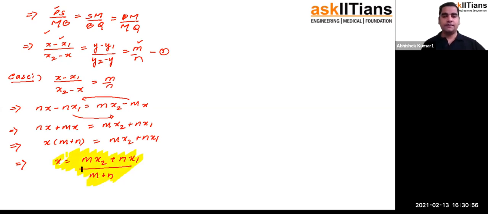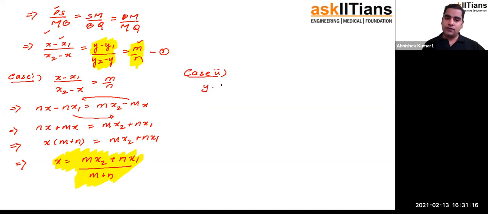Okay, clear? Now, what do we need? We want to find out the value of y as well. So to find out the value of y, we are going to equate the second ratio to this m by n. So let's do that. You have case 2.